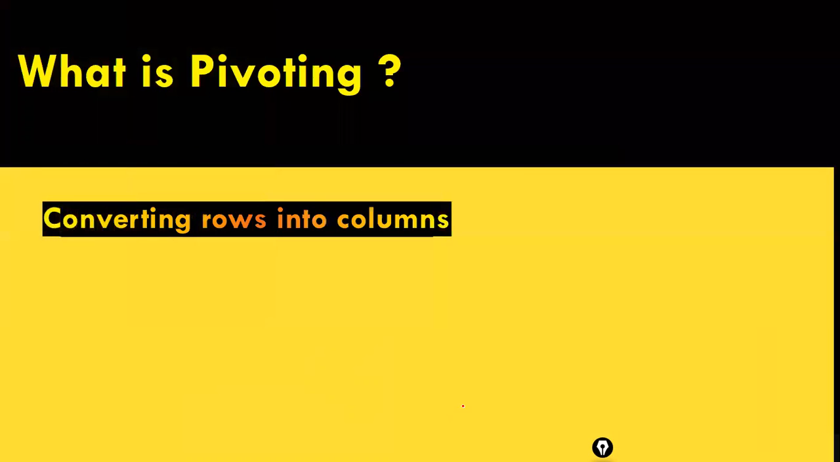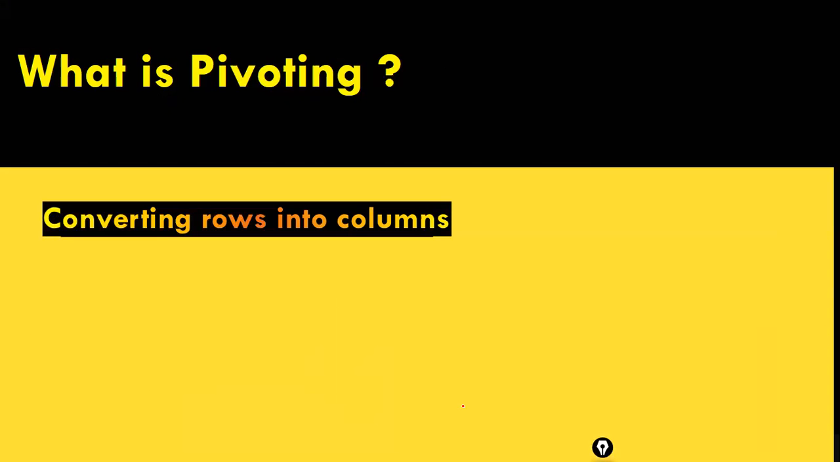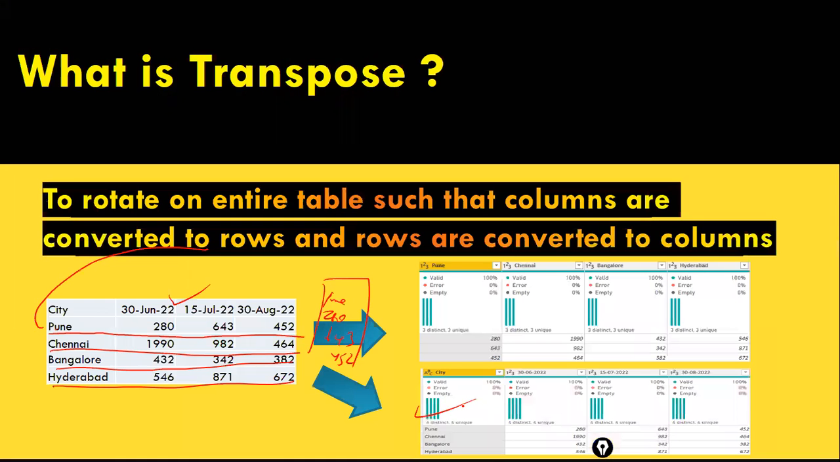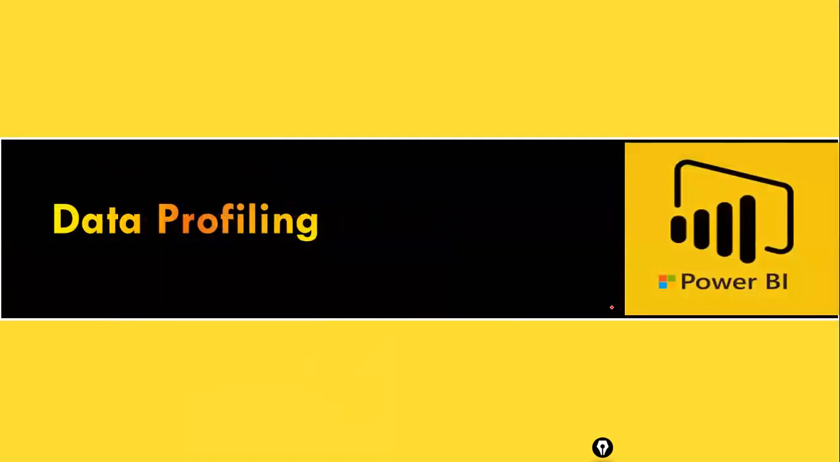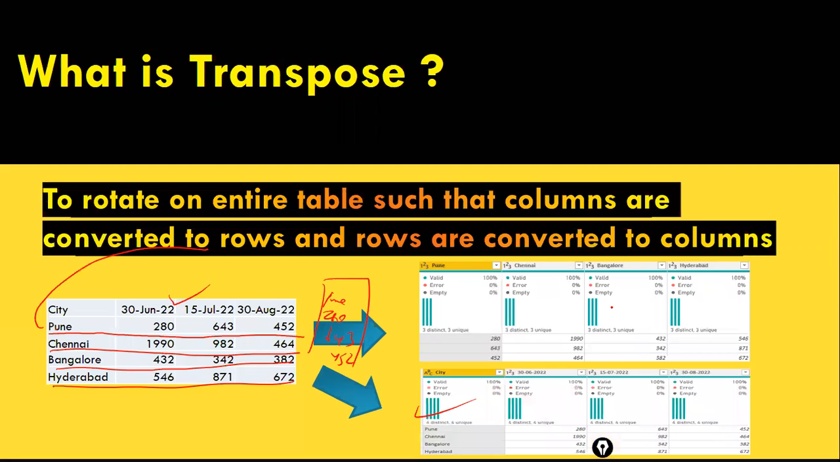And the next one is unpivoting. We have something called unpivoting. Unpivoting is the opposite of pivoting, converting columns into rows. What is pivoting? Pivoting is converting rows into columns, the same thing. Okay, the rows into columns. And supposing you want to convert the columns into rows. See, rows to columns, columns to rows, you can do it separately with pivoting and unpivoting. With transpose you can do both in one go.